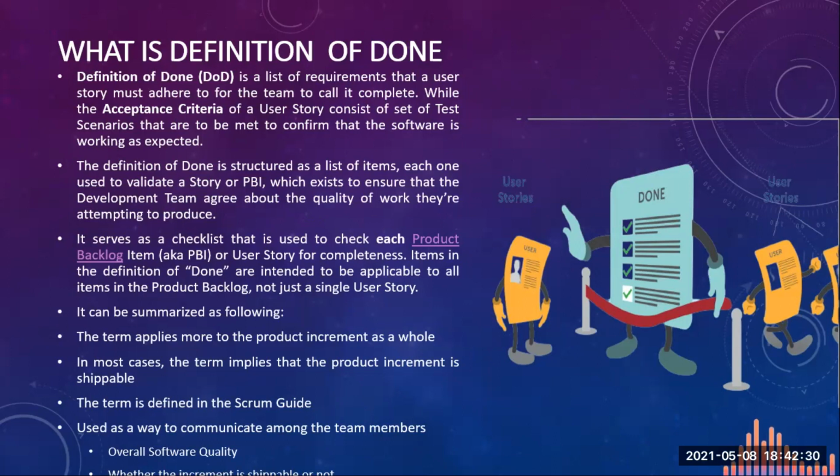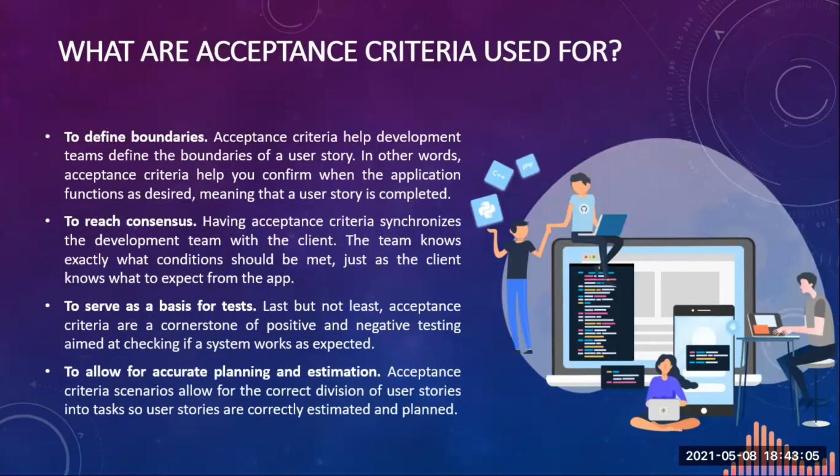This term applies more to a product increment as a whole. In most cases, this term implies that the product increment is shippable. The term is defined in the Scrum guide and used as a way to communicate among the team members. So what is communicated to team members? Whether the overall software quality is good and whether the increment is shippable or not. So if definition of done is not met, you cannot ship the user story, as you can see in our diagram. Now let's deep dive into what is acceptance criteria and what it is used for.